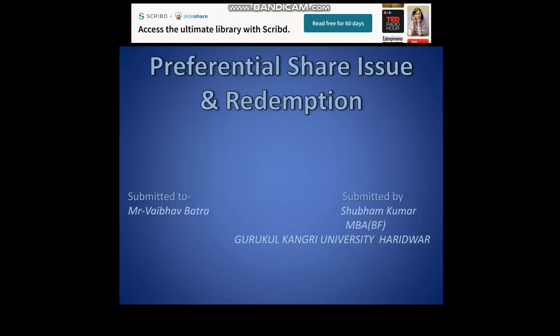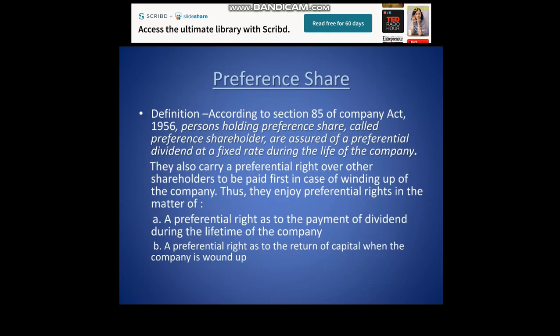Today, our topic is preference share issue and redemption. Preference share definition according to Section 85 of the Companies Act 1956: persons holding preference shares, called preference shareholders, are assured of a preferential dividend at a fixed rate during the life of the company.